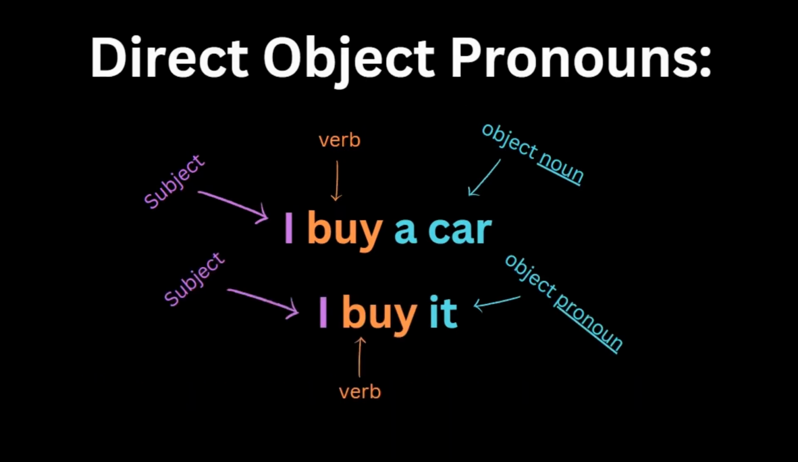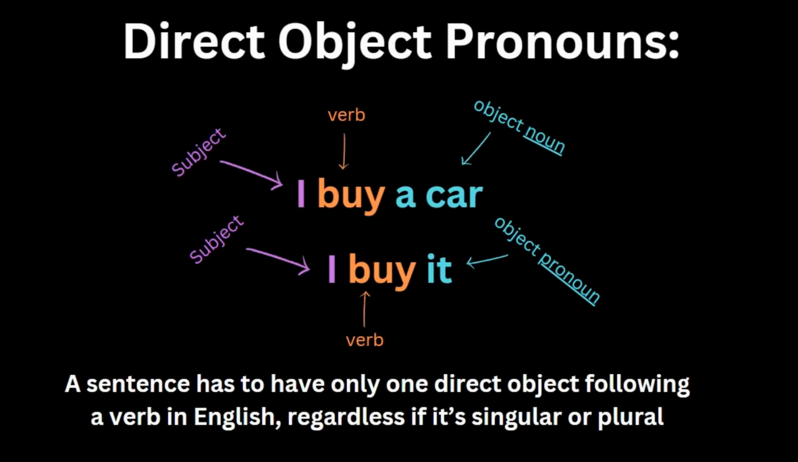The phrase I buy a car has a subject, a verb, and only one direct object that's a noun. The phrase I buy it likewise has a subject, a verb, and one object that's a pronoun. And this is where you get the name direct object pronoun. And that's basically how direct object pronouns work in English, but the most important rule to remember is that a sentence has to have only one direct object, typically following a verb in English, regardless if it's singular or plural.